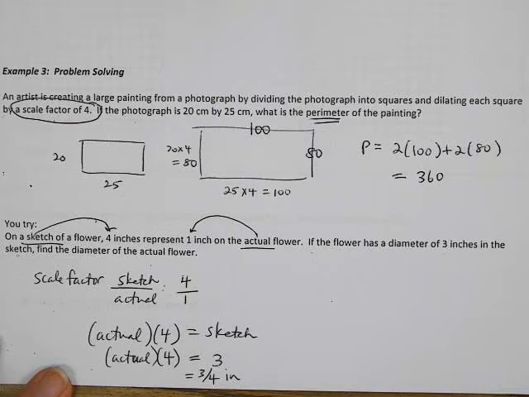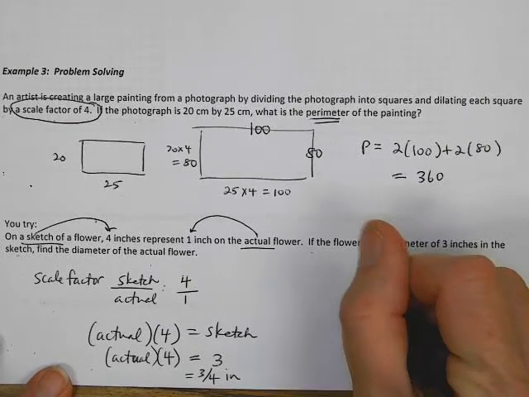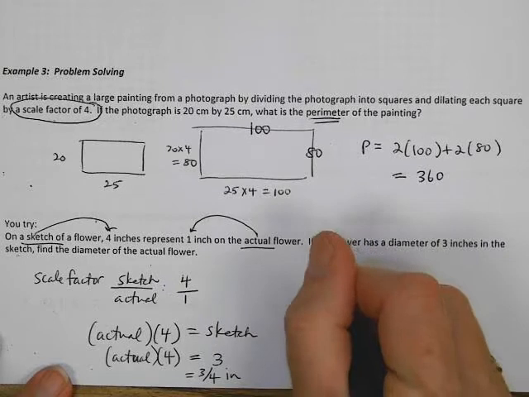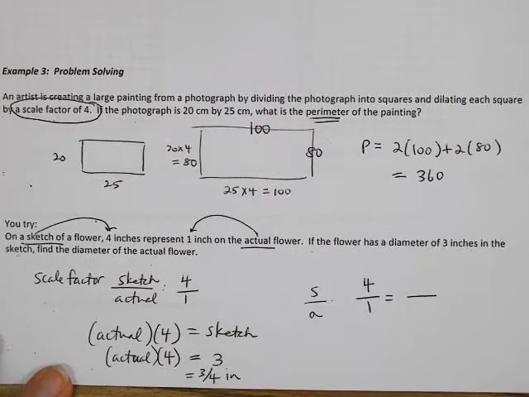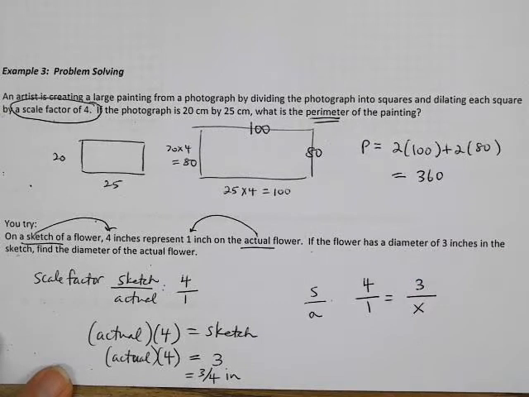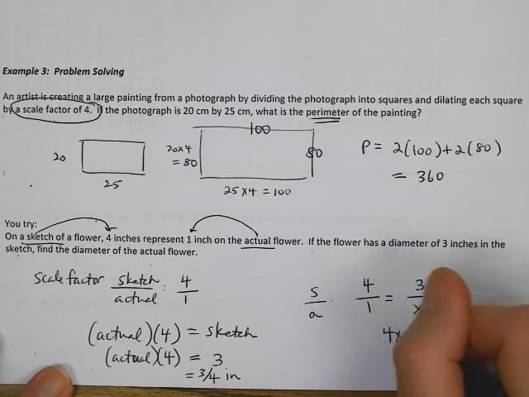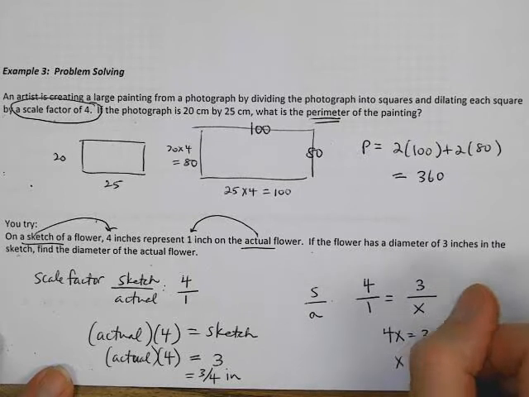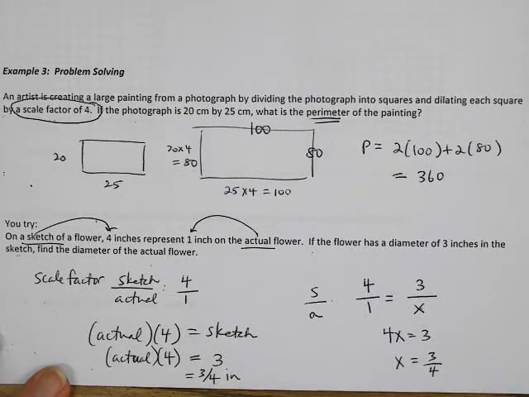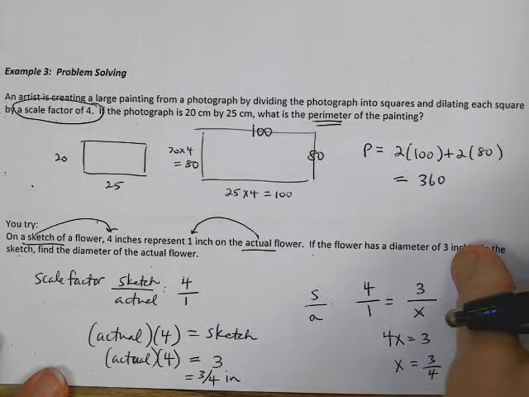For those of you who really prefer ratios, you could think of it as 4 is to 1, and then you could say, well, this is the sketch, this is the actual. I know the sketch is 3, and I'm looking for the actual, so I could say 4x is 3 and x is 3/4. That would be the measurement that goes with the actual. So whatever you prefer there, you can use a ratio method, or you can use a multiplier as the scale factor. So that's sort of the problem solving piece.